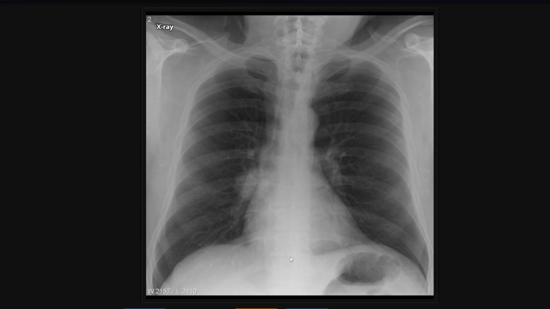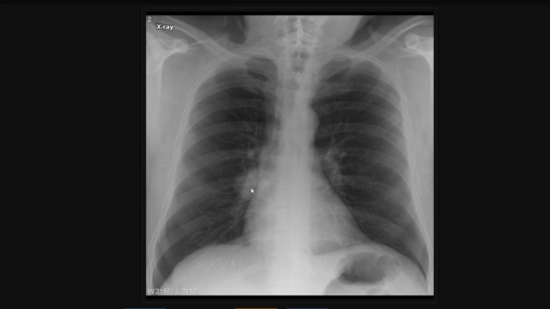Now, before we continue on, everything else is normal. You can see the dome shape of the right and the left hemidiaphragm, they're fine. The costophrenic angles, they're fine. The lung parenchyma overall is fine. The ribs are fine. Everything here is completely normal, including the mediastinum. It's just that within the right hilum, we have a rounded ossified lesion.